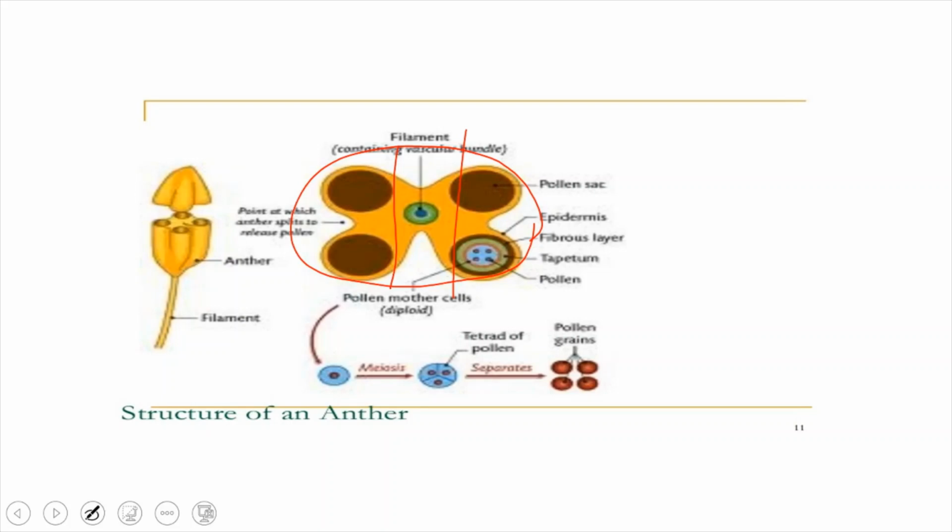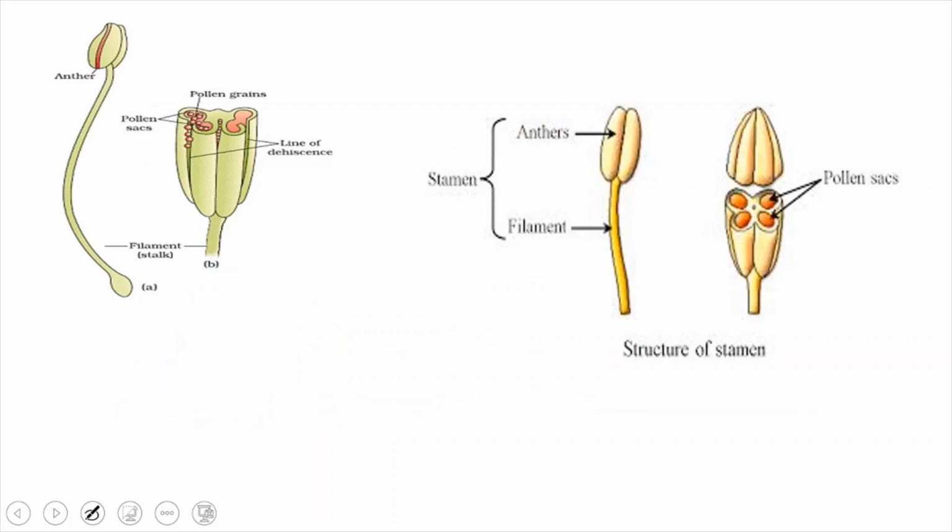It's a bilobed structure, right? So each lobe consists of two microsporangia. We already said that it is dithecous. Each lobe has a theca, and in each theca we have microsporangia, so each lobe consists of two microsporangia. Two lobes are there, so totally four microsporangia are present, right?